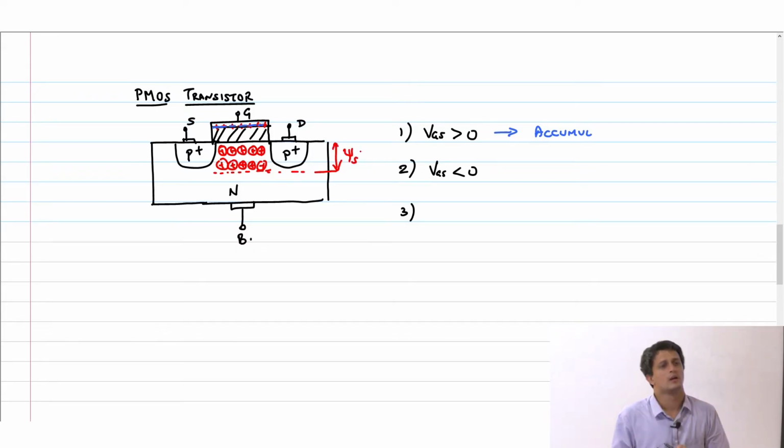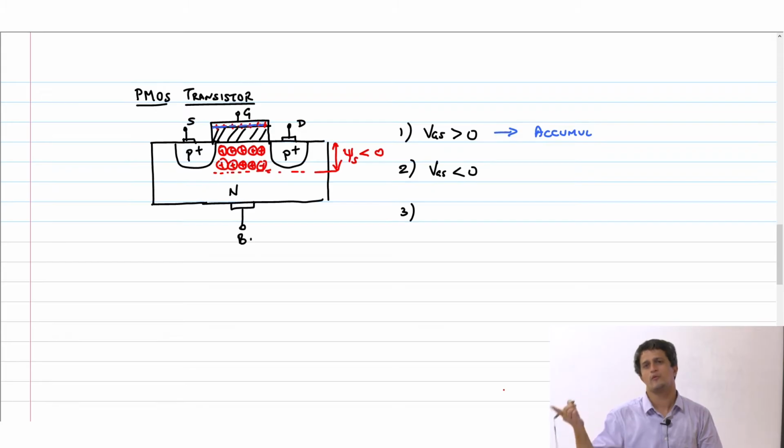psi s. Obviously VGS is less than 0, so psi s will also be a negative number. In fact, if psi s is 0.25 volt for an NMOS transistor, typically this will be minus 0.25 volt for a PMOS transistor. This is the convention that we are following.